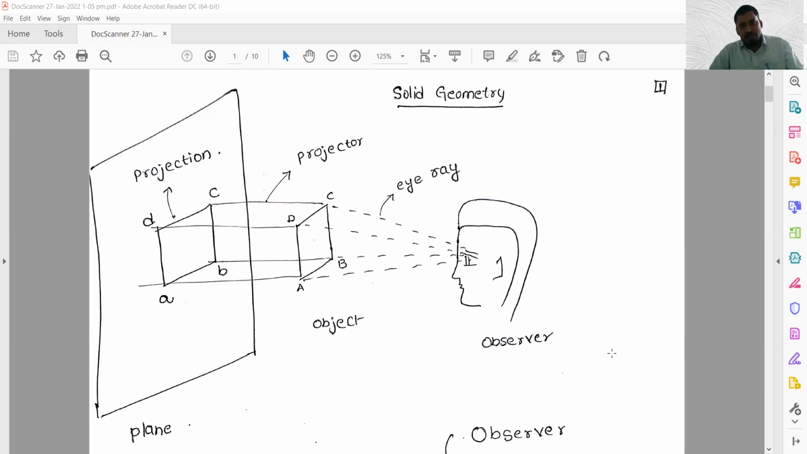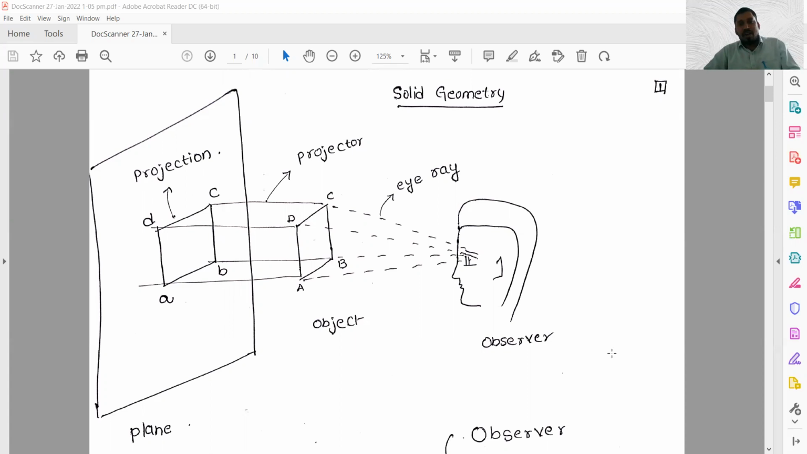Next, according to the syllabus, we have entered the second unit, which is solid geometry. In this second unit, we will discuss points and lines. Before entering into projections of points and lines, first of all we should know about solid geometry. So this is completely theory information. Just listen to how things happen in solid geometry and what things are to be learned here.